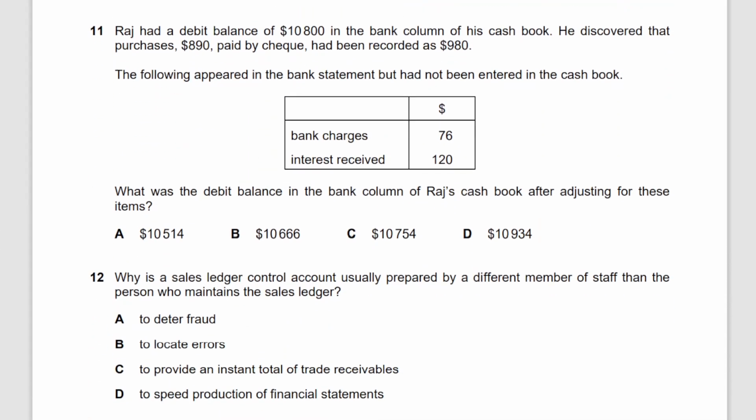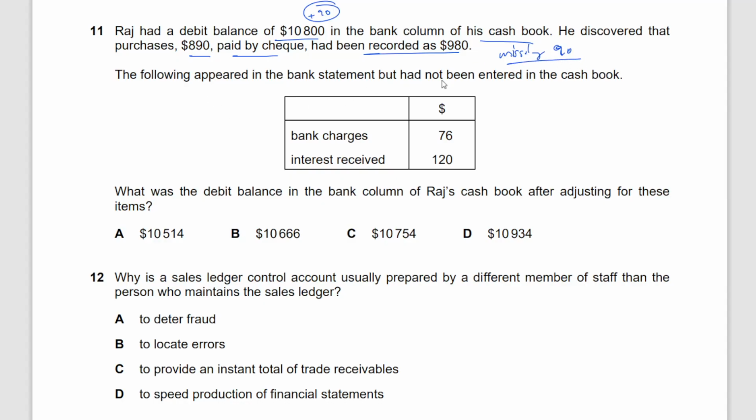Raj had a debit balance of 10,800 in the bank column of his cash book. So he has 10,800 in the bank. He discovered that purchases of 890 paid by check had been recorded as 980. So his bank account was credited by an extra amount, right? It was never that much. It was less than that. So let's see how much is understated. 980 minus 890, that's $90. Currently, he's supposed to have 90 more. He's supposed to have that. So he's missing 90, or essentially understated by 90, you can imagine.